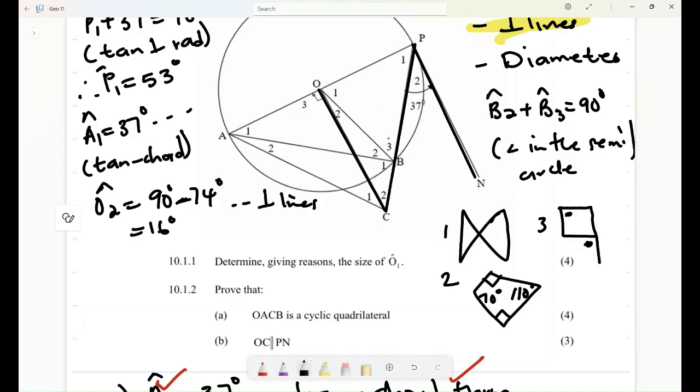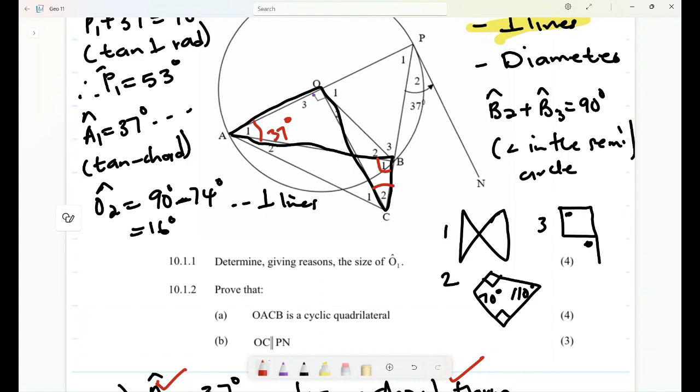Now, how can we do that? Let's go back to our bow tie. What does my bow tie say? Angle A1 is equal to angle C2. Angle A1 is 37 here, and angle C2 is going to be how much? 37. So if it is 37 and that is 37, it is proven.